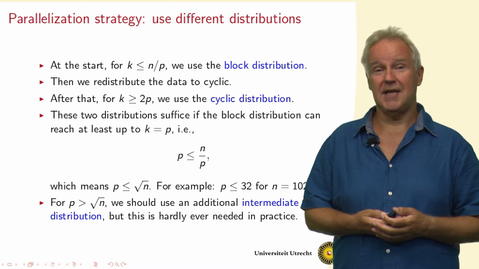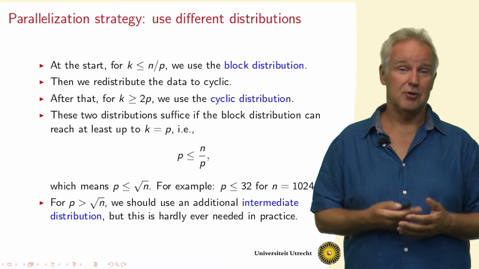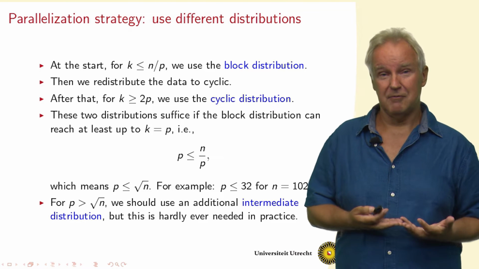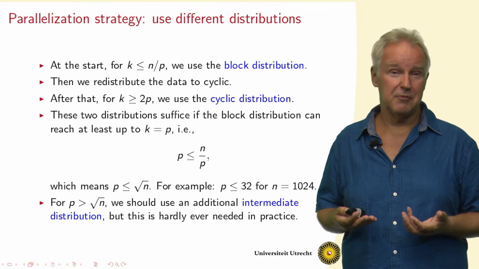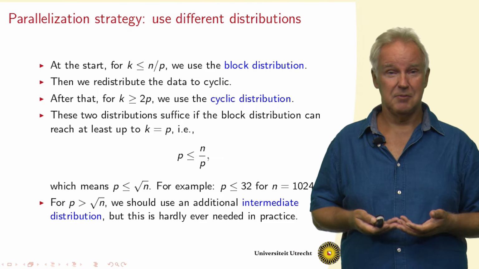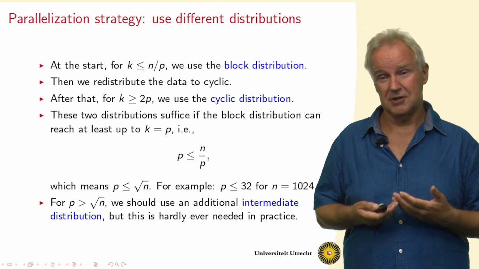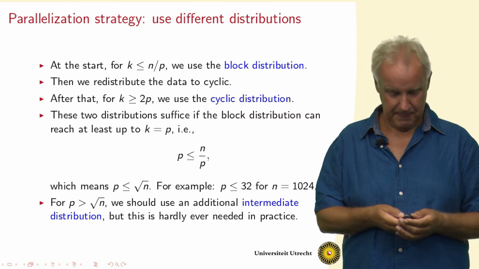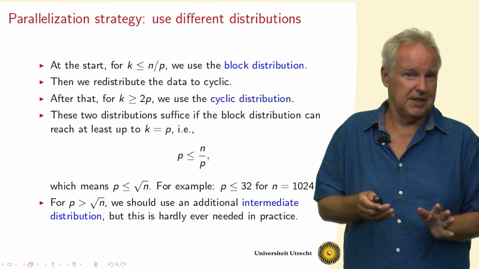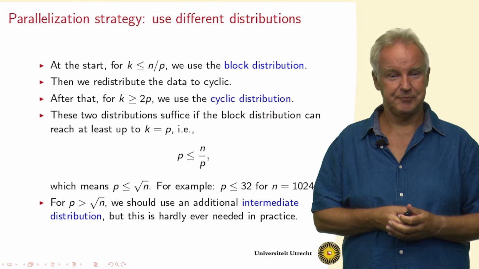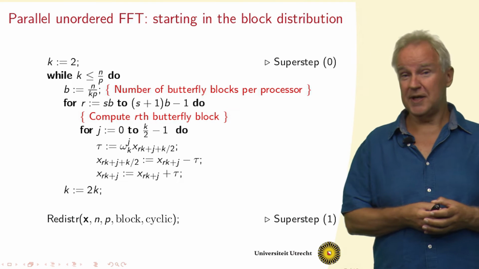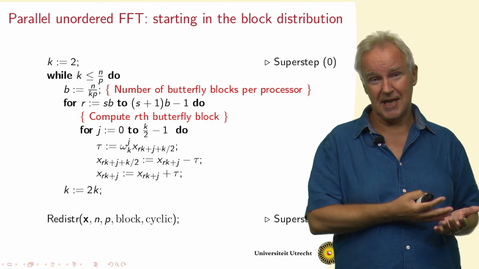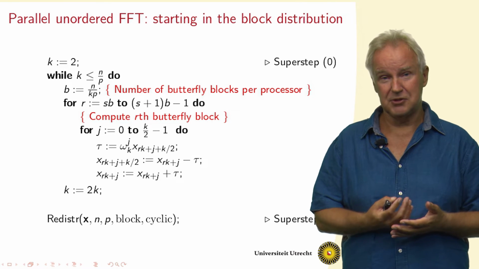Now, if p happens to be larger than square root n, you first of all should ask yourself, do I really want to solve this small problem with that many processors? But if you really want to, there is a way of doing that, because then you need more distributions, something in between the block and the cyclic distribution. And that would work. In the book, this is discussed, but here we'll leave it for simplicity. And then we actually do have already a parallel algorithm, because we had a sequential algorithm, which you will recognize, the inner loop is almost the same.